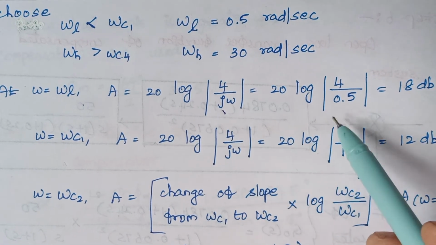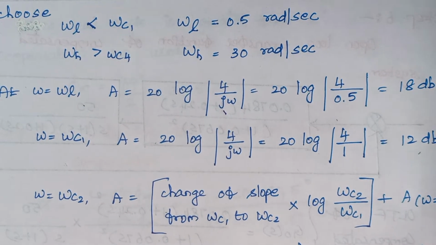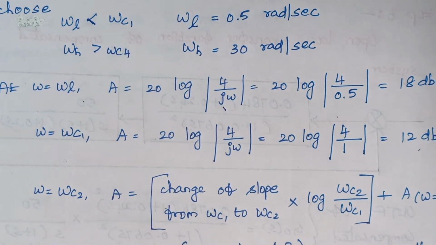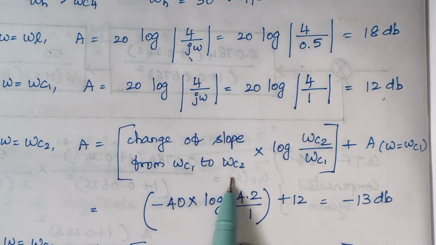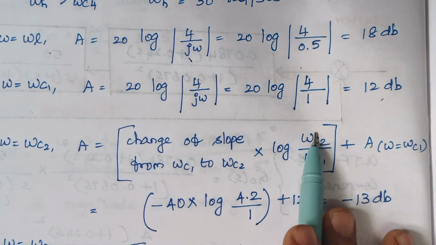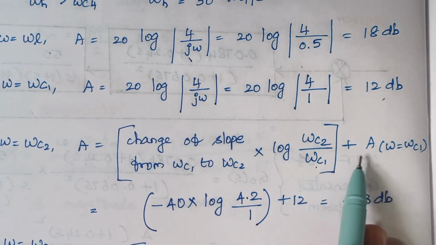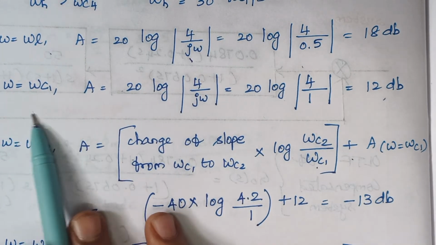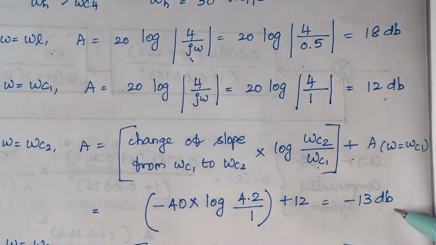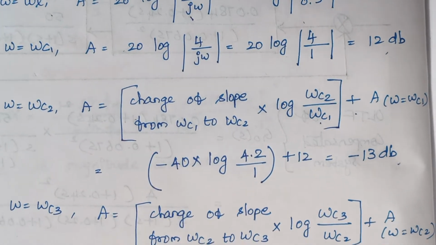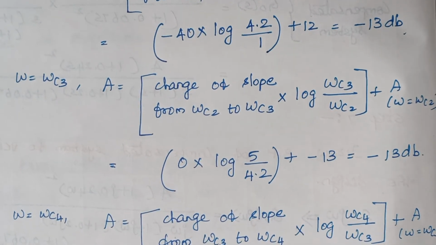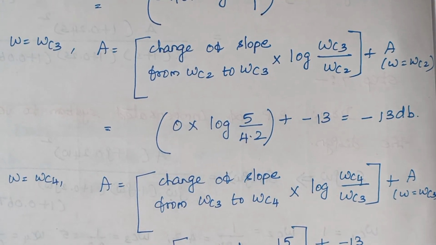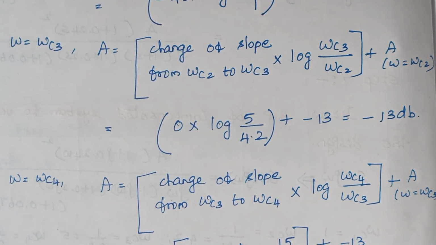So just substitute the values and find out the magnitude, and from omega C2 the formula gets a bit changed. Change of slope from omega C1 to omega C2 into log of omega C2 by omega C1 plus the value of A when omega equal to omega C1, right? So calculate the values, and likewise you just proceed gradually, and finally we are calculating the values up to omega H, right?